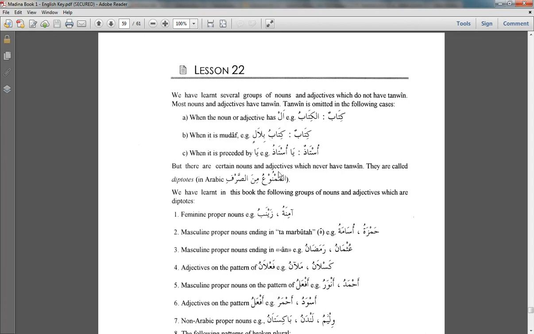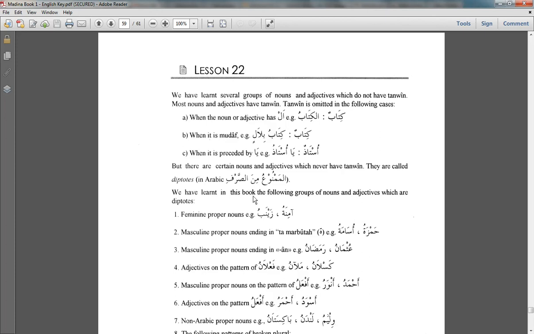But there are certain nouns and adjectives which never have tanween. They are called diptoads. In Arabic, al-mamnu' min as-sarf, and there's another terminology for them, غير منصرف, or al-mamnu' min as-sarf. So remember that terminology. Why does that happen? What are the reasons for it? These are the reasons that those nouns will never take tanween.